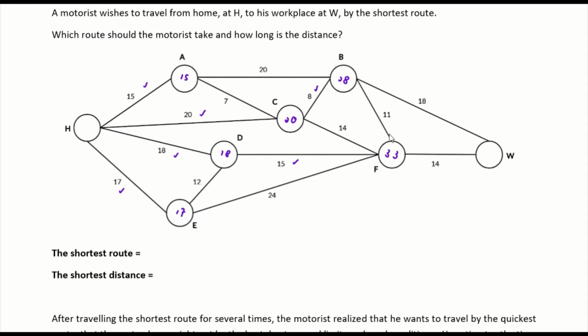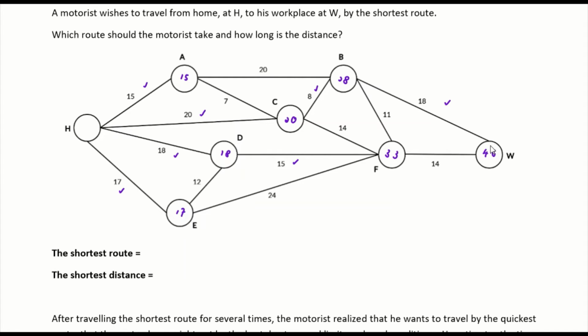Okay, so I pass it through 15 here. The last one, W, is very simple. So 28 plus 18, or 34, 33 plus 14. So this will give you a lesser number, which is 46, and this is 47. So that's why 46 here. All right, so that's your answer.